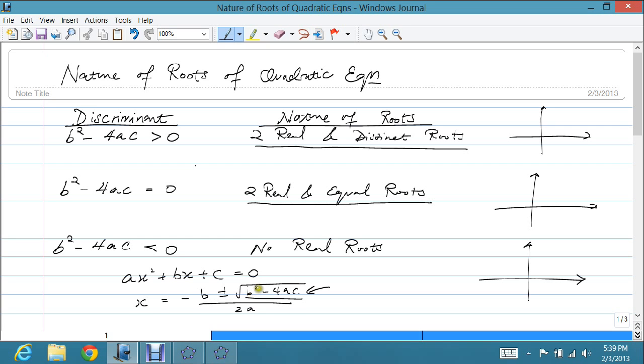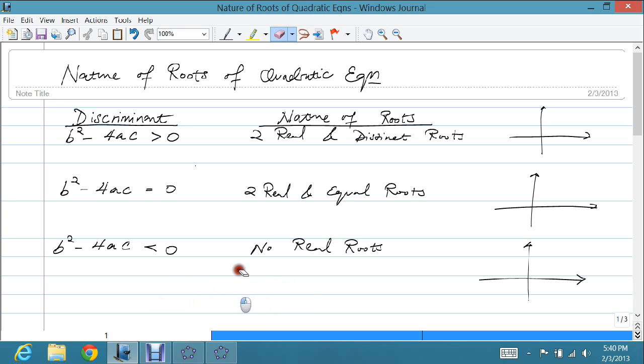On the other hand, if b squared minus 4ac is negative, which means that I cannot take the square root, and hence the equation has no real roots. Alright, so this is how the discriminant comes about.